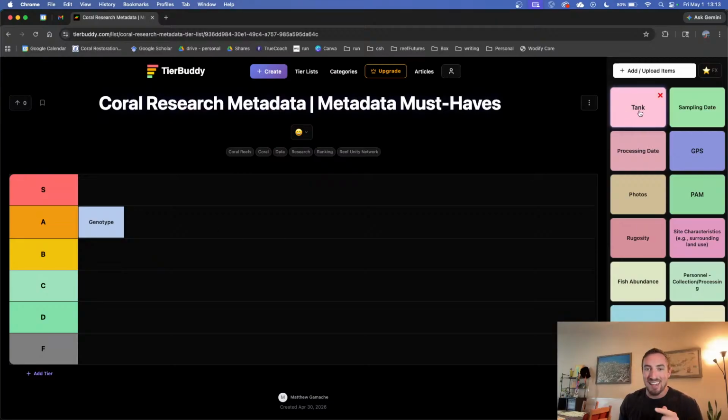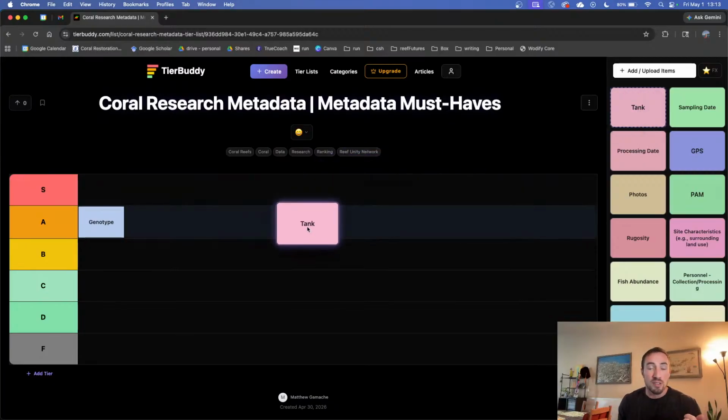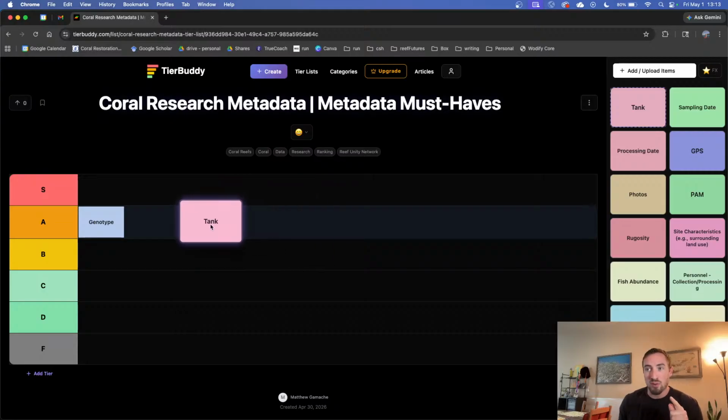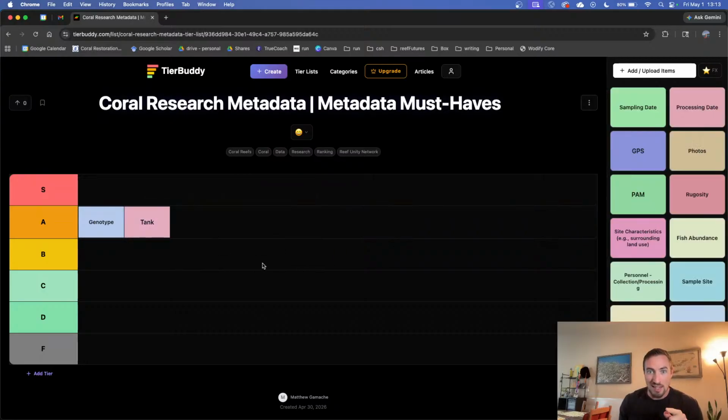Next up, we have tank. So this is the aquarium tank, if you're running an ex situ experiment. If you have multiple tanks, you have multiple sources of variation. Some of the filtration might be a little bit different. Other random things might happen. This one I'm going to put also in A tier. Might change my mind on this one later.